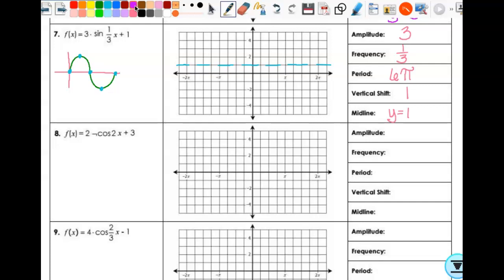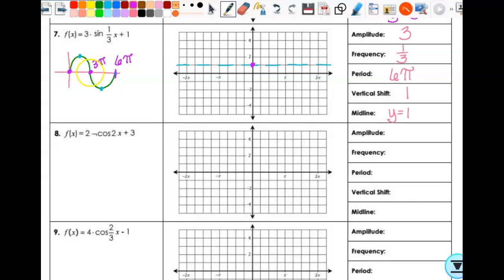Okay, let's talk through this one. I know I'm going to start here at my midline, 0, 0, which is this point right here. The period is 6 pi, so this would be at 6 pi, which is clearly way off my graph, right? Halfway between here and here would be 3 pi, still off my graph, can't do it. But that's why I'm using this, because I can't really count over there.